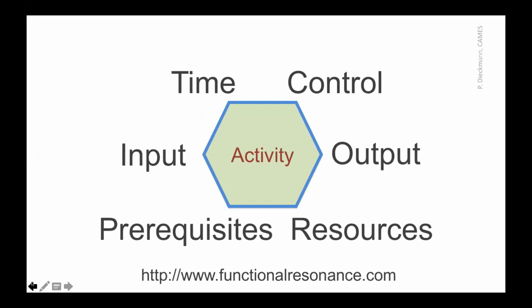One way of doing this is to systematically think through the 6 different aspects that any kind of activity has. The input is basically what triggers an activity, and the output is what you want to get out of the activity. So for example, donning PPE, you want to be protected, you want to protect the patient also. Then there's a time aspect. How long does it take to don PPE? Is there a sequence that you should keep?